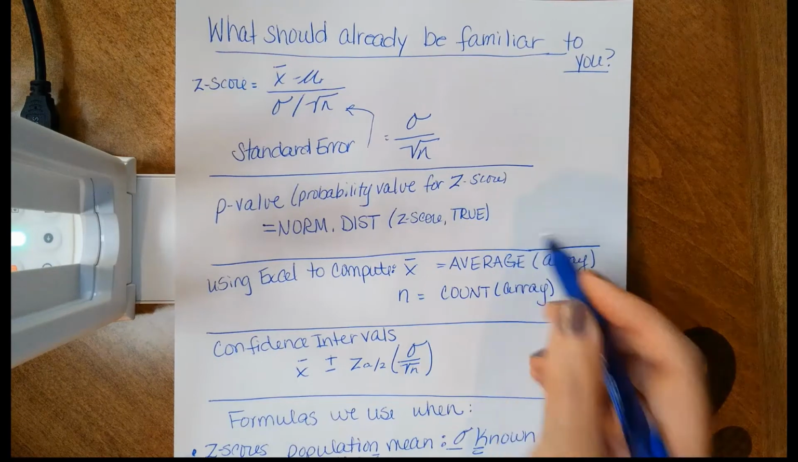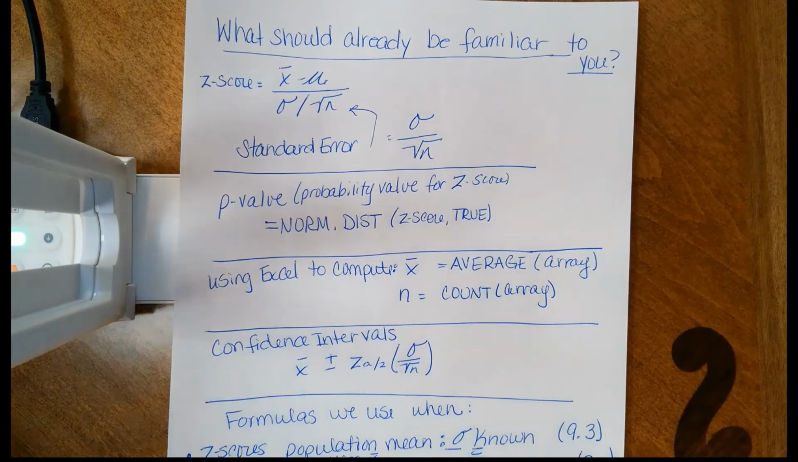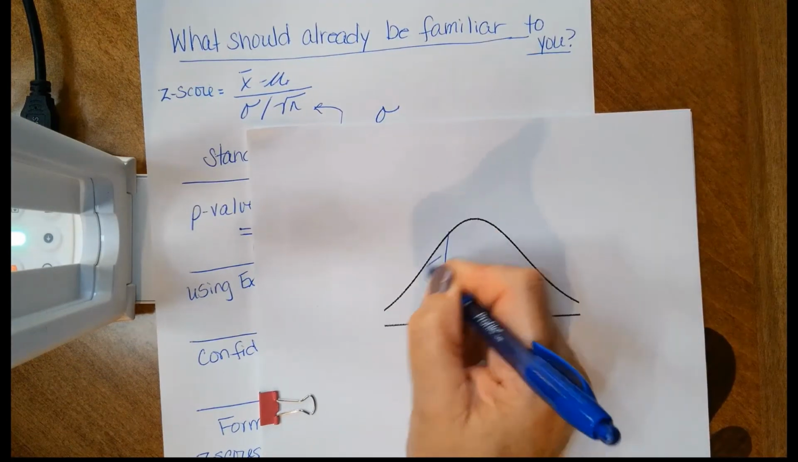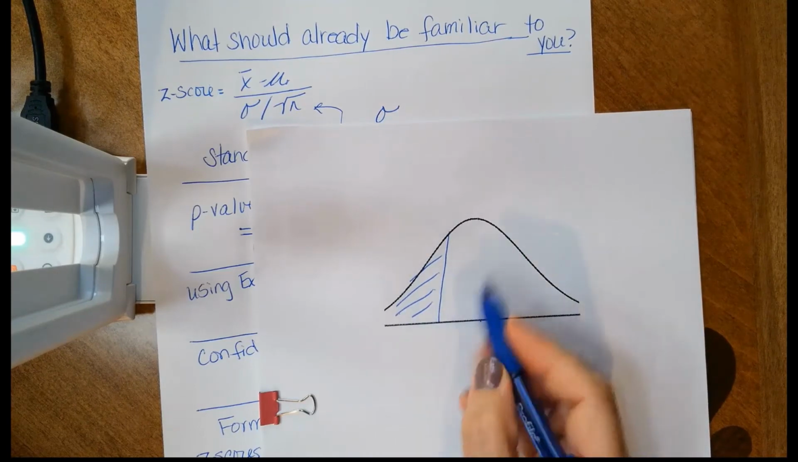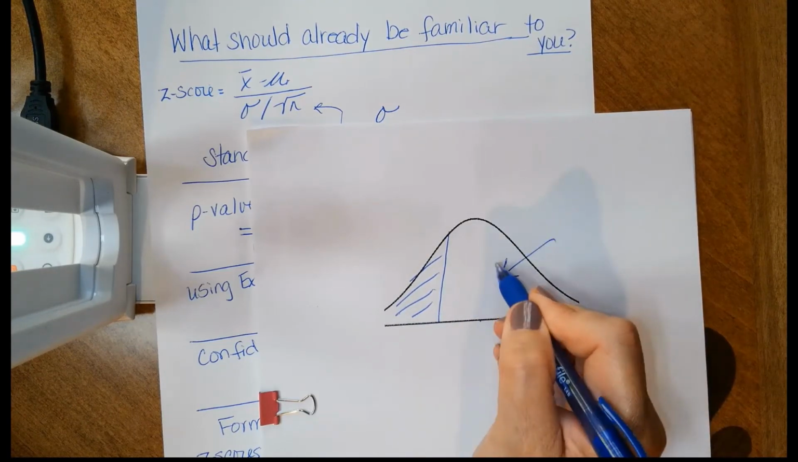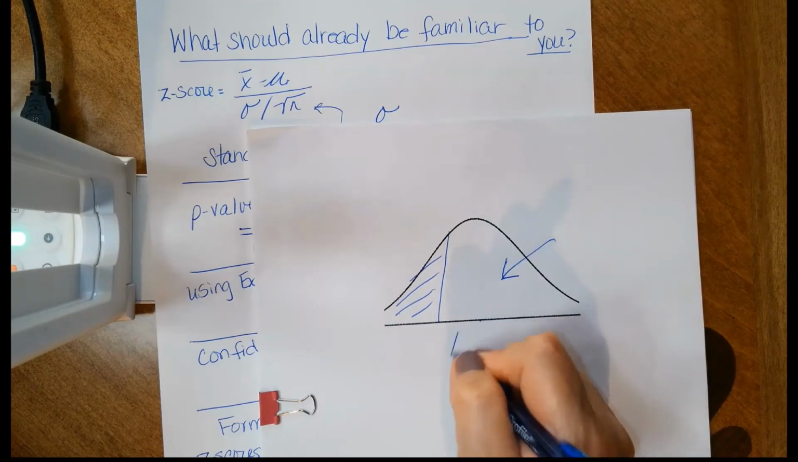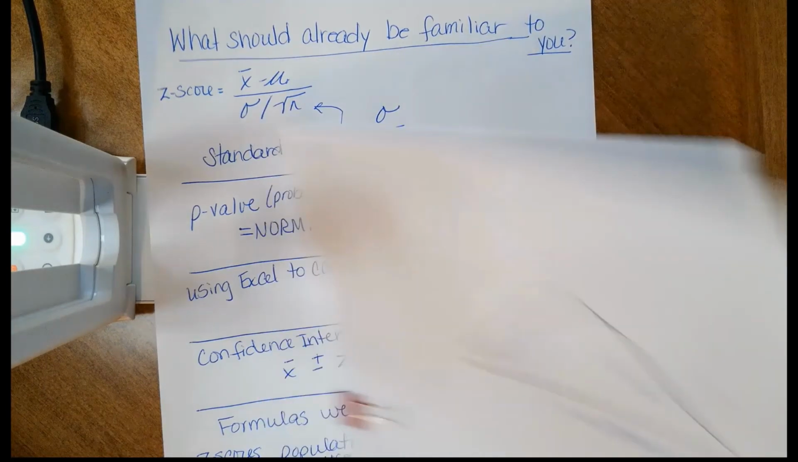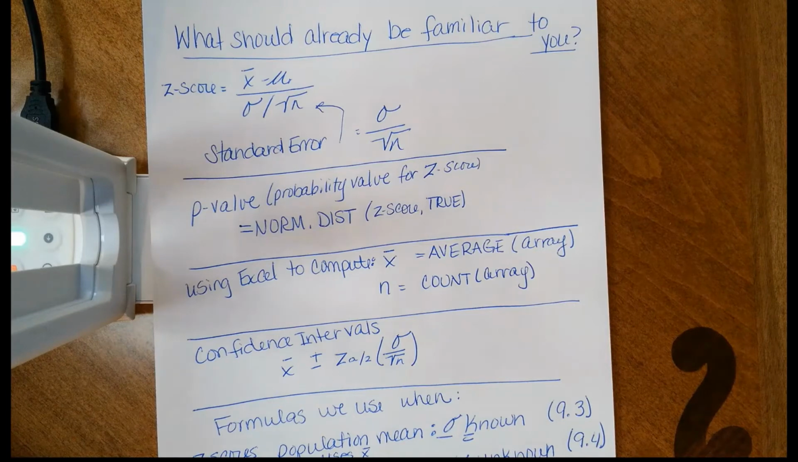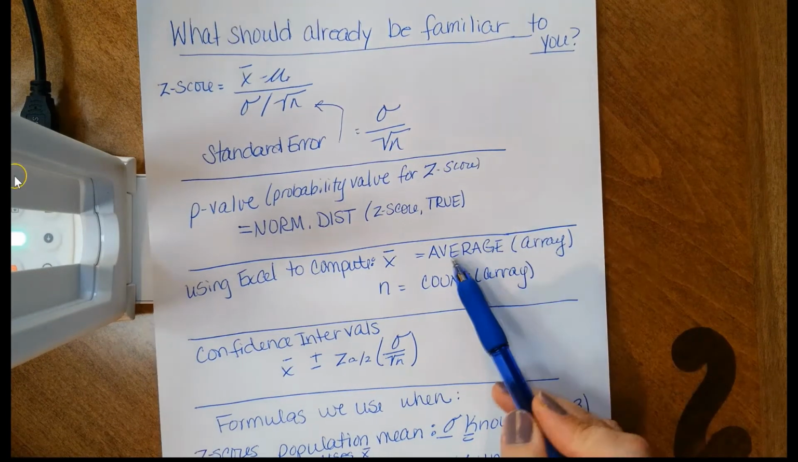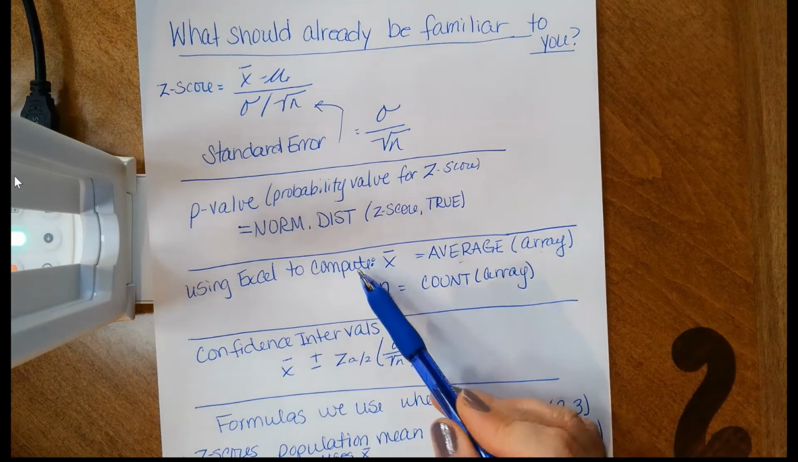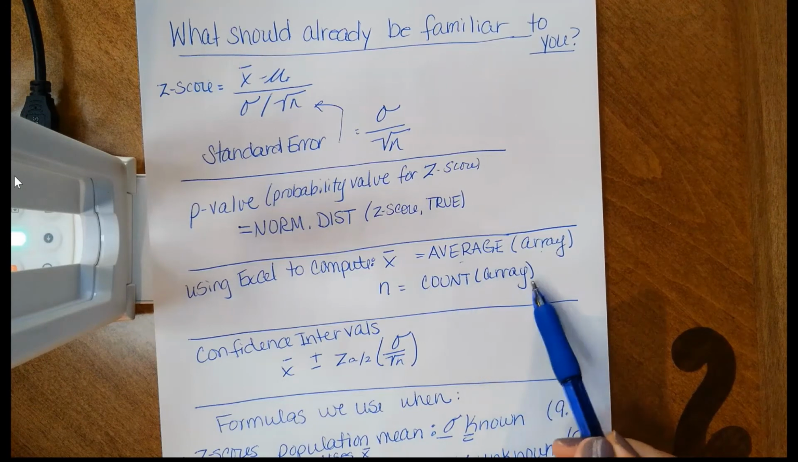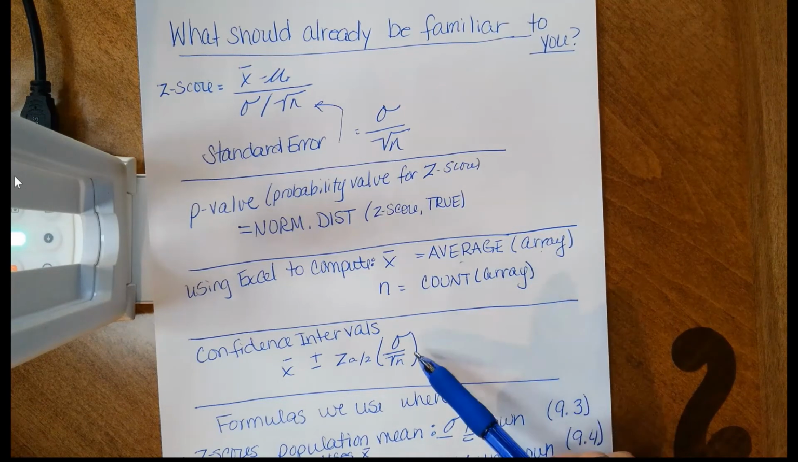This, remember, is for a lower tail. When I say lower tail, I'm talking about this part right here, okay? So lower tail. And remember that if you're trying to figure out the probability in this part up here in this upper tail, then you need to do 1 minus your norm.dist. That should not be new to you at this point. Using Excel to compute your sample mean, it's just using your equals average, then you highlight your array. Using Excel to compute your sample size is just equals count, then open parenthesis, highlight your array, close parenthesis.